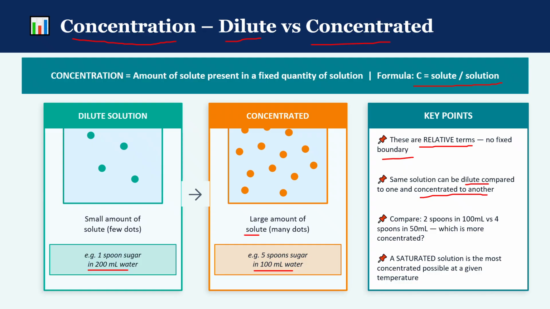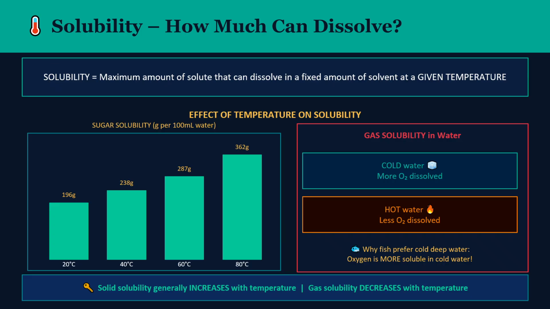Now we come to solubility. Solubility means the maximum amount of solute that can dissolve in a fixed amount of solvent at a given temperature. Temperature affects solubility in interesting ways. When temperature increases, the solubility of most solids increases. That means more sugar dissolves in hot water than in cold water, but gases behave differently.